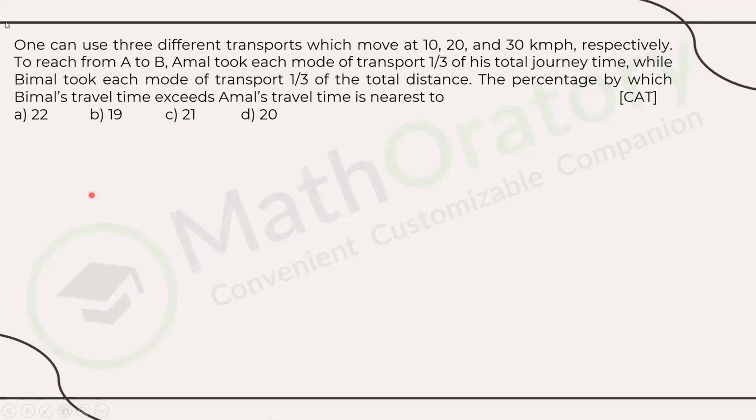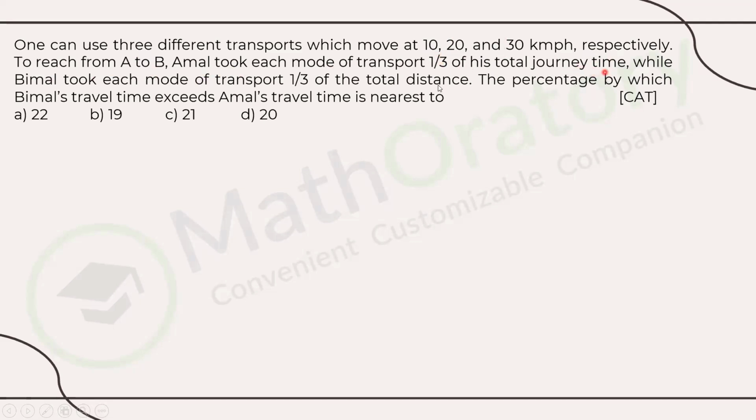Yeah, sure. So we have, it starts with, one can use three different transports, which move at 10, 20, 30. So there are three different modes of travel available to us, traveling at the speed of 10, 20, and 30 km per hour respectively. Now it says to reach from A to B, whatever certain distance, Amal took each mode of transport 1/3 of his total journey time. So it is using this speed, and this speed, each of them for 1/3 of the total time.